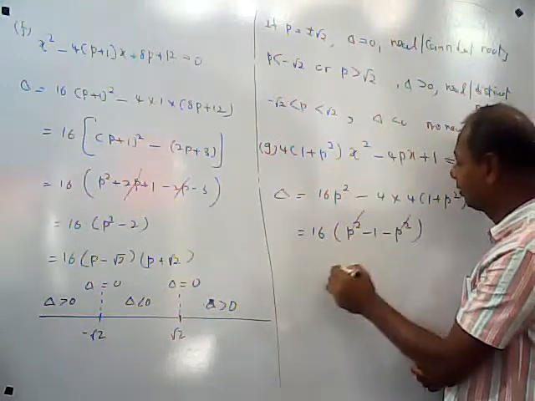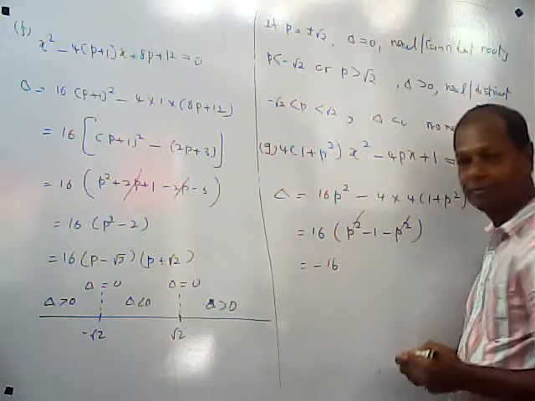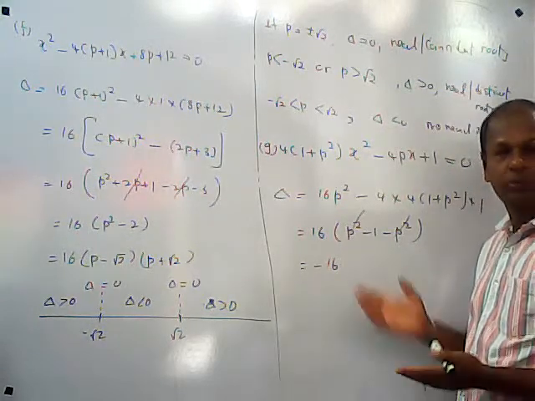This gets cancelled and you get minus 16. What is the conclusion?